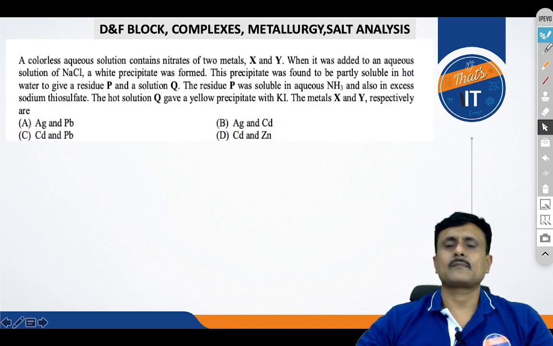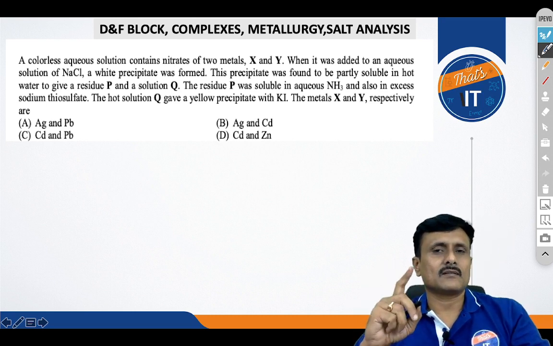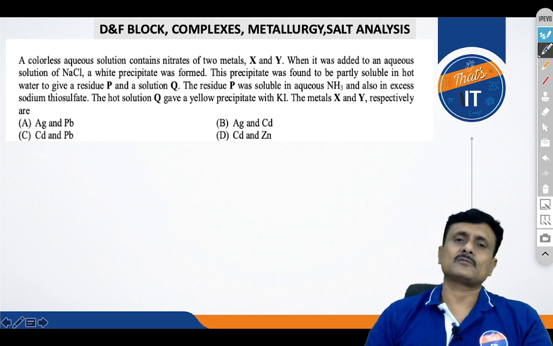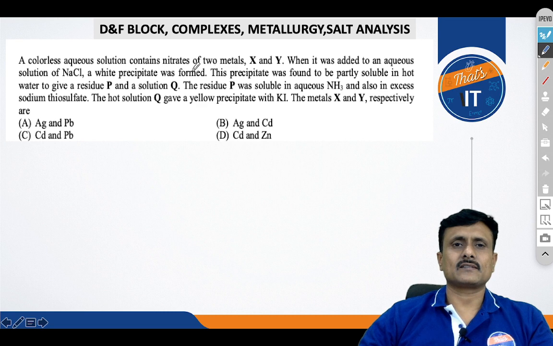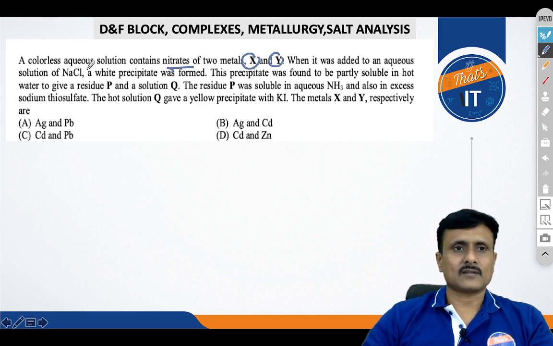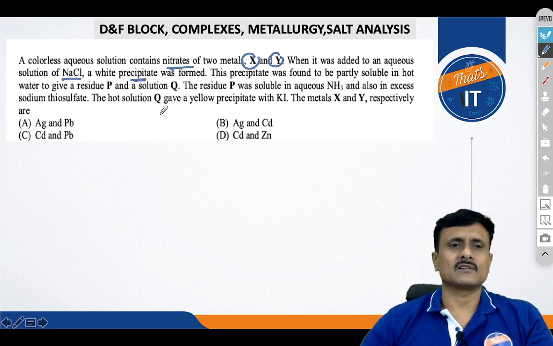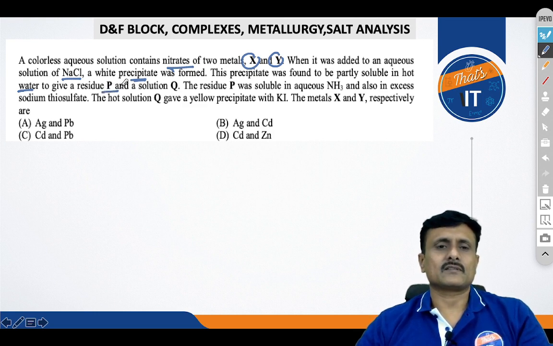Let's see another question from the salt analysis. Salt analysis comprehensively covers all s and p block elements. I want you to revise salt analysis very carefully. So you can see a colorless aqueous solution contains the nitrates of two metals X and Y. When it was added to an aqueous solution of NaCl, a white PPT is formed. Whenever I say white, it will usually be silver. The precipitate was found to be partly soluble in hot water to give a residue P and a solution Q, right?